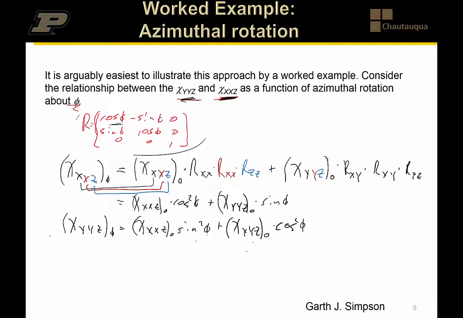All right, but it turns out that we're not entirely done, because there's also two additional tensor elements that can emerge from azimuthal rotation in this sense. And those are the ones that look like χxyz. So if we include those as well, we get something that looks like this. Let's first consider χxyz in the rotated reference frame, which wasn't initially present, but can be present in this rotated reference frame.